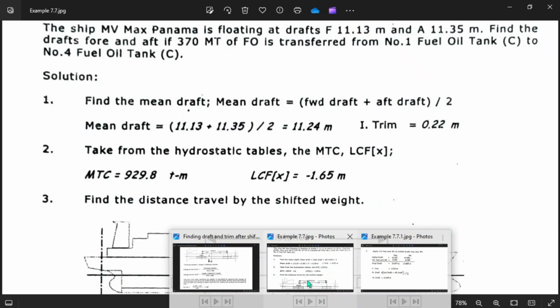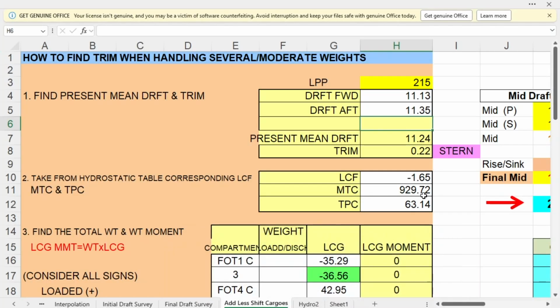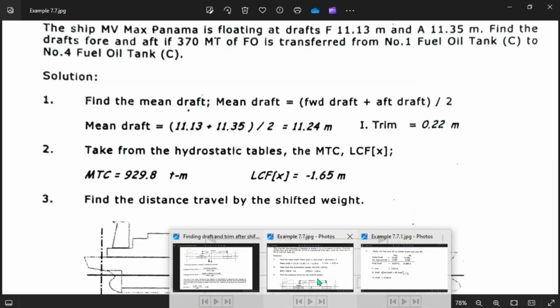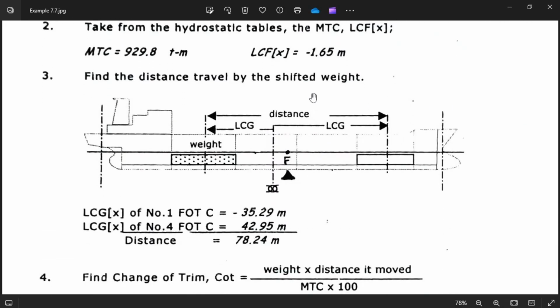Number two, take from the hydrostatic table the MTC and LCF. MTC is 929.8. Check the MTC is 929.72. So just put 929.8. And LCF is negative 1.65. LCF is negative 1.65. Okay? Then find the distance covered by the shifted weight.